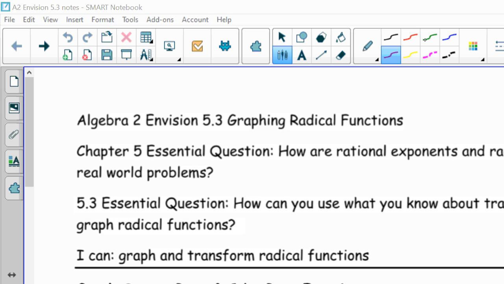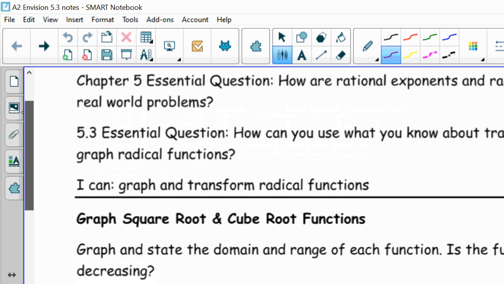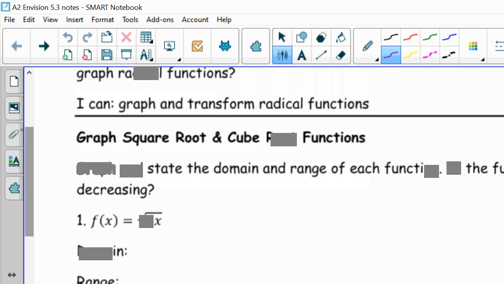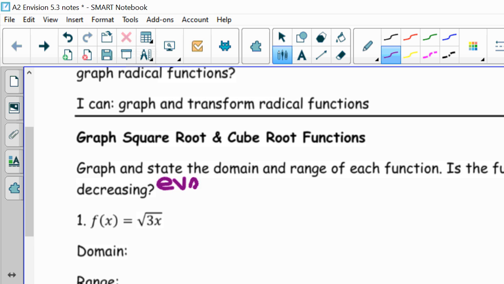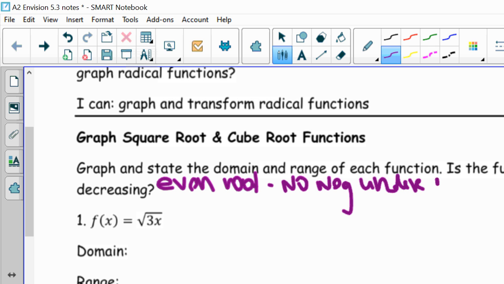We're going to graph, state the domain and range of each function, and tell if the function is increasing or decreasing. Remember that if it is an even root, there can be no negative underneath the radical.